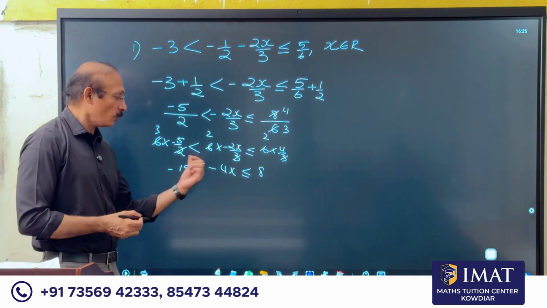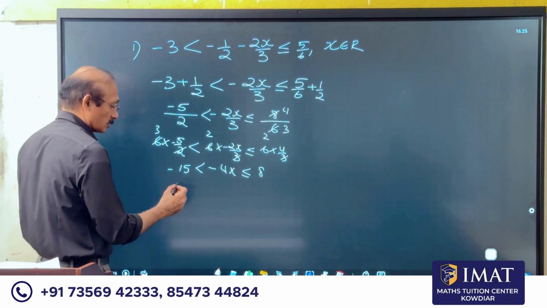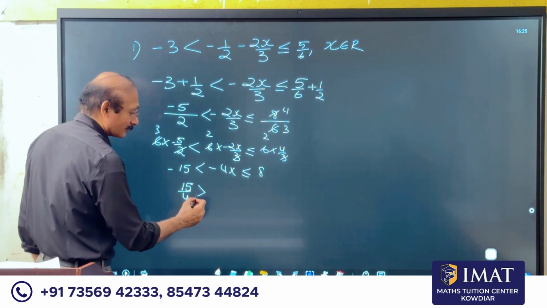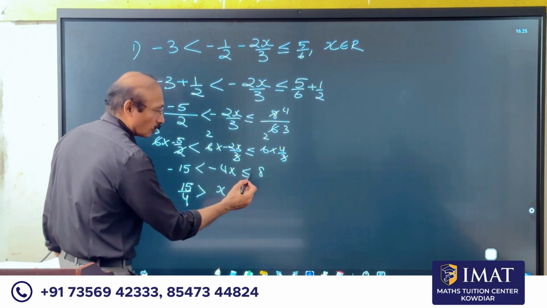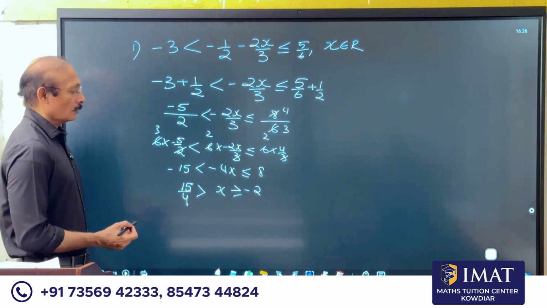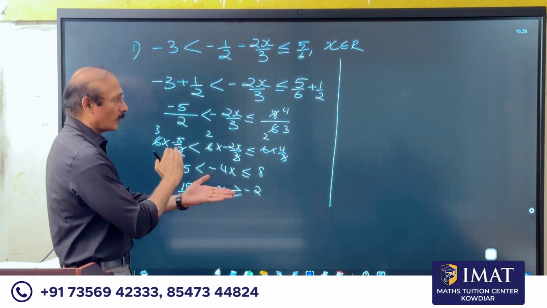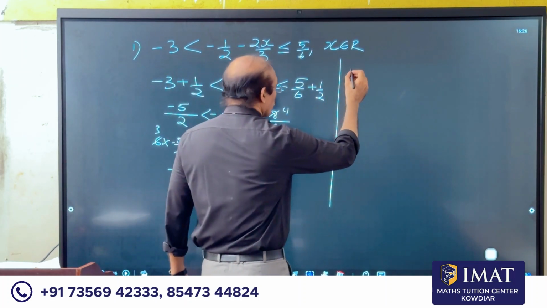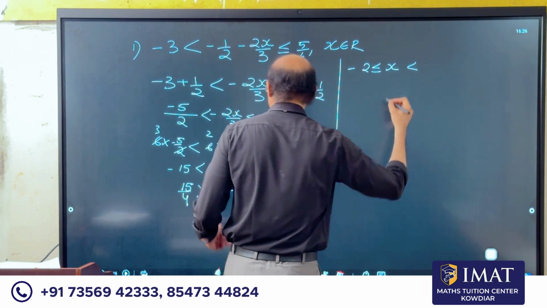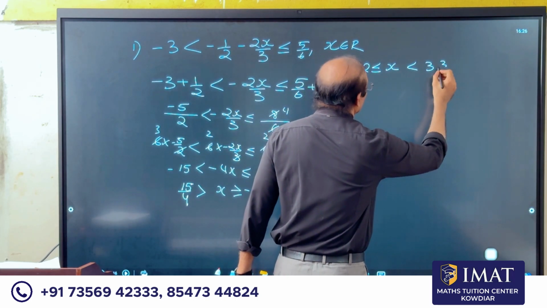Now let us remove this minus 4. To remove this minus 4, you divide by minus 4. When you divide by a negative number, the inequation reverses. So when you divide by minus 4, it becomes 15 by 4 greater than x greater than or equal to, when you divide this by minus 4, minus 2. Now just see here, this is greater. Better is you flip it over, you will get a proper inequation, which is minus 2 less than or equal to x less than 15 by 4. 15 by 4 is 3 and 3 by 4.